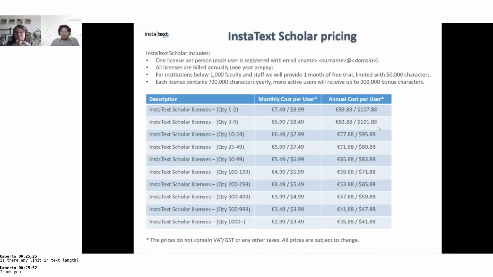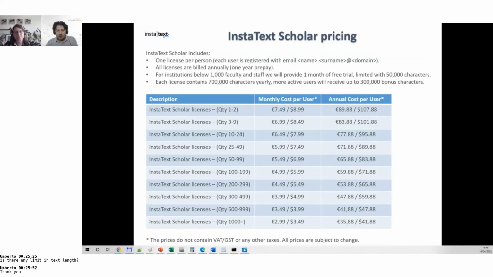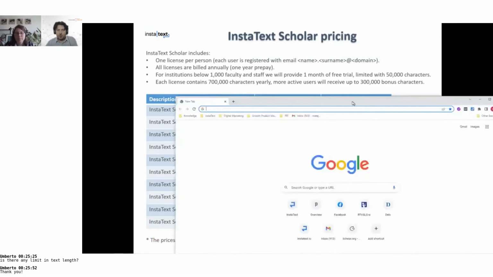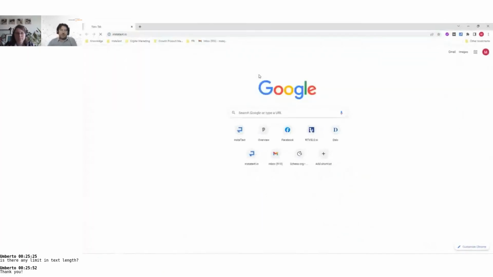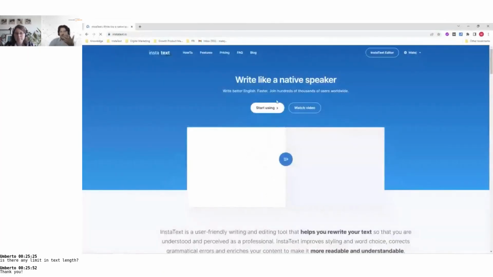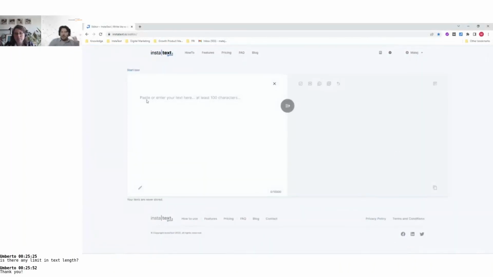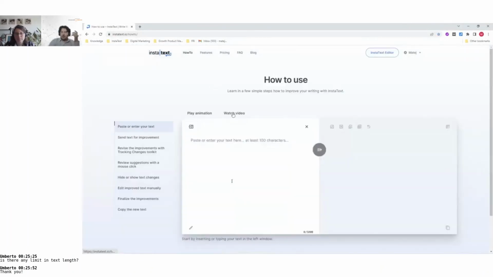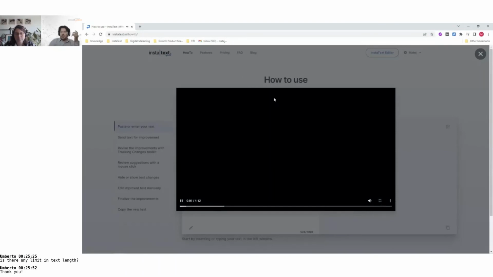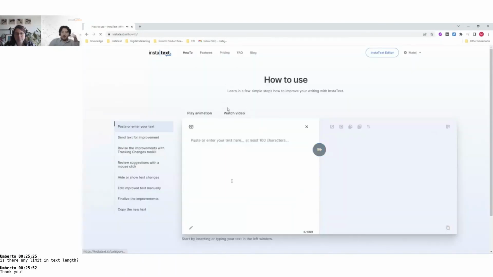Perfect. And there are 2 models only. So either I use the free version until 20,000 characters, or I use the paid version and I have all functions. Yes, then you have all functions. If I go, maybe I can show you the page. You have everything here, so it's easily accessible. The editor, you can take a starting tour here. You can check how to use it. You can even watch the video I showed you earlier, and you can read more about features.